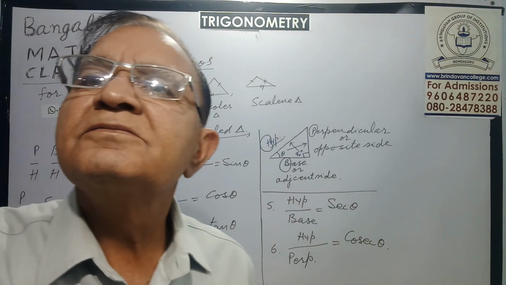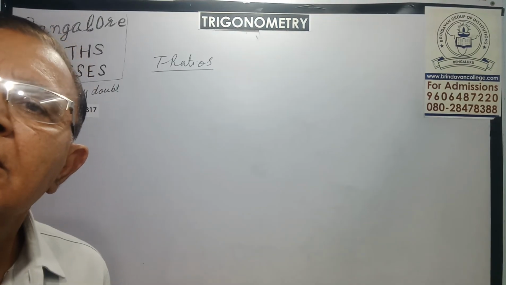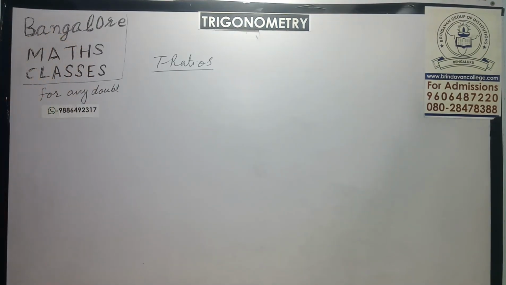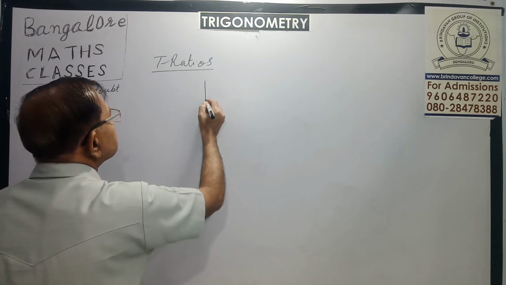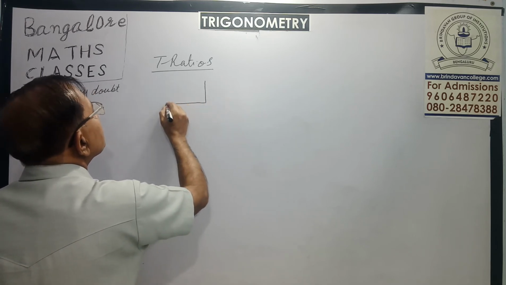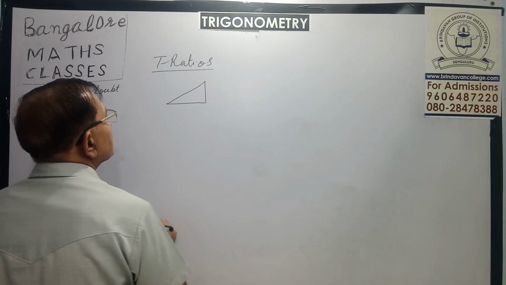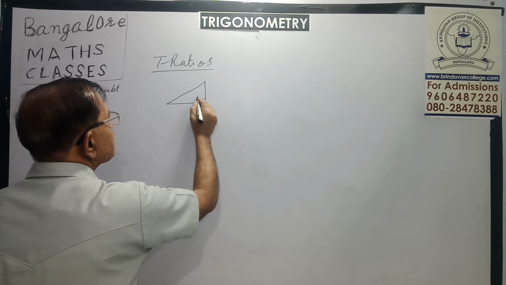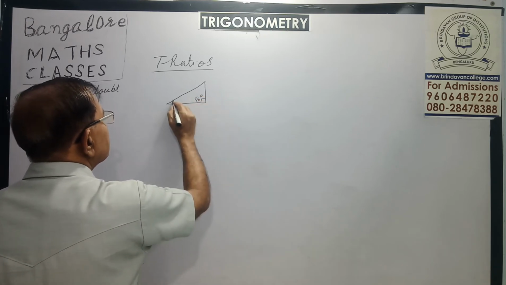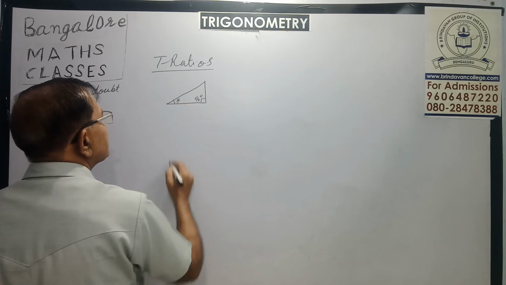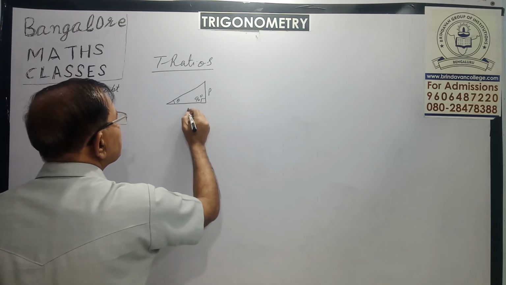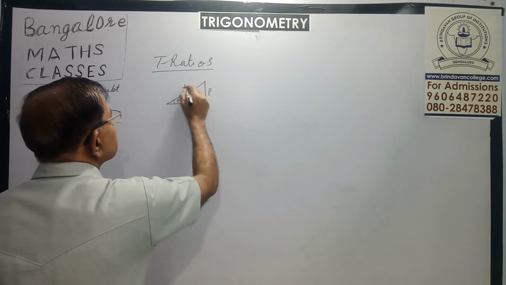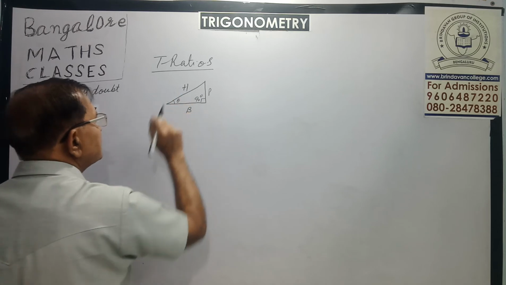So then next, in our syllabus only the right angle is there, 90 degrees. Here it is angle theta, then we have P, B and H: perpendicular, base and hypotenuse.